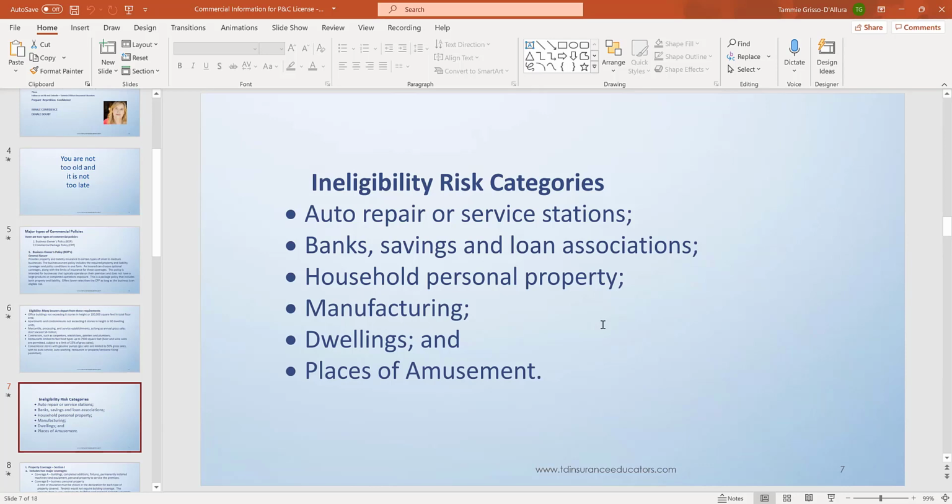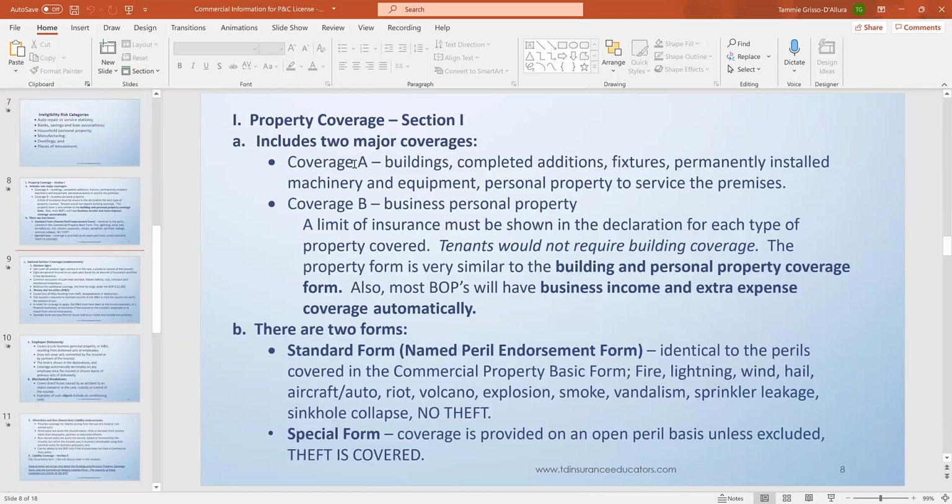Banks, savings and loan associations, and household personal property are ineligible, because this is a homeowner policy. No manufacturing. Dwellings are going to go on dwelling policies, and any places of amusement like water parks or amusement parks like Carowinds or Six Flags are not going to be able to go on your BOP as well. Those are ineligible.